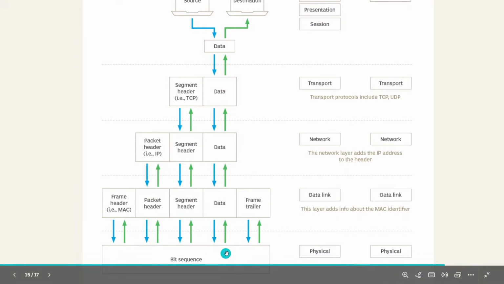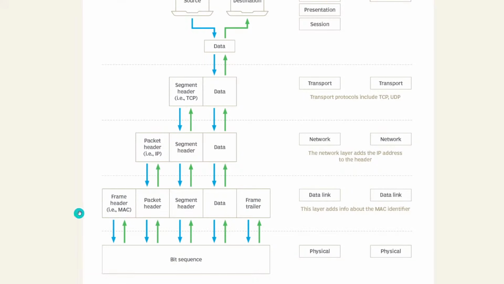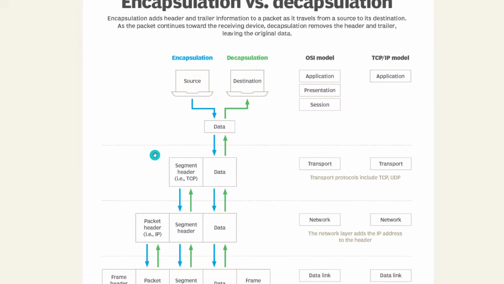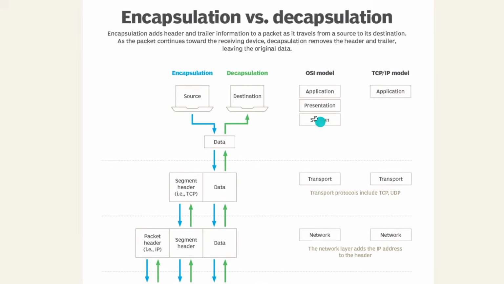What will happen? Then this bit sequence will again turn into the frame. Then the frame header and the frame trailer will fall off. Then the packet header will fall off. Then the segment header will fall off and the data will be decompressed, decrypted, and translated into the receiver's format, and it will reach the destination system where it will be displayed to the destination system.